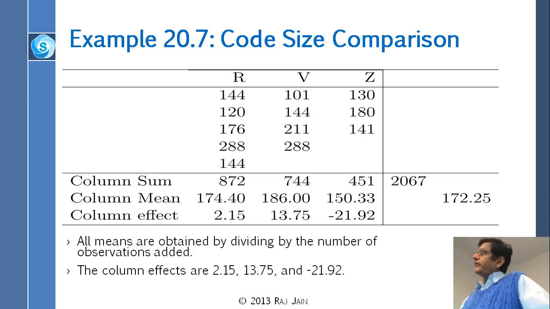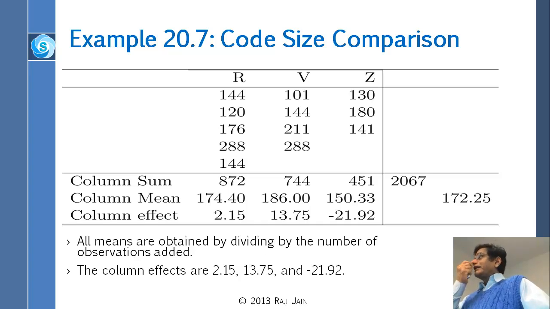So this will be divided by 5, we get 174. This will be divided by 4, so you get 186. This will be divided by 3, you get 150. You add up the whole thing, adds up to 2067, you divide that by how much? You get the overall mean. 5 plus 4 plus 3 is 12. Divide by 12, you get this. Right? Now you subtract this from the column mean, you get the effects.